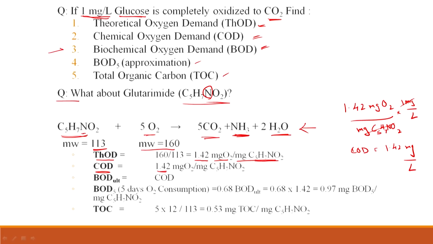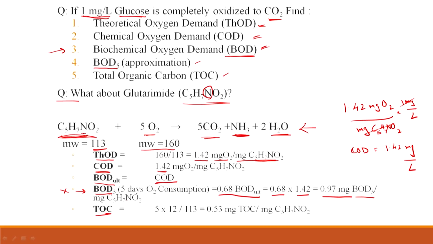Here BOD refers to the ultimate BOD, meaning if we let the test run for an infinite amount of time. Assuming this is completely biodegradable, BOD ultimate will then be the chemical oxygen demand. Then we were asked to calculate the BOD 5 approximation. You use a rate constant, and typically BOD 5 days is equal to 68% or about 70% of BOD ultimate, though I will typically not ask questions like these. You have 0.68 into 1.42, so 0.97 milligram of BOD 5 per milligram of C5H7NO2.